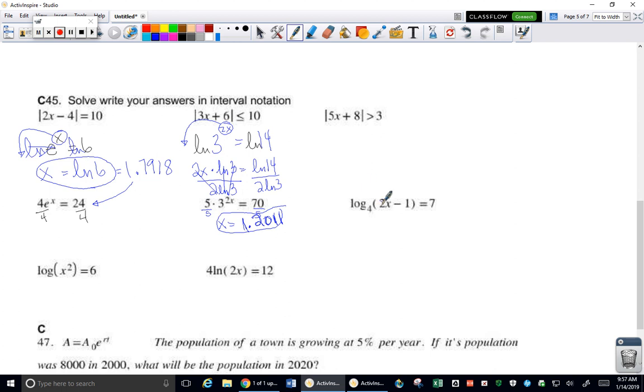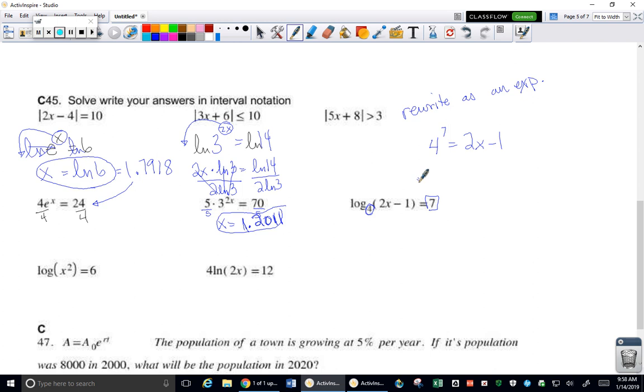Okay, so now here is a log equation where we have log on one side. When we have log on one side, you want to rewrite that equation as an exponential. When there's logs on both sides, you can just cancel out all the logs after you condense. But we want to solve this as an exponential. So the base, which is 4, raised to the 7th power is going to equal 2x minus 1. When log equals a number, we rewrite that as an exponential, where the base of your log is the base of your exponent.